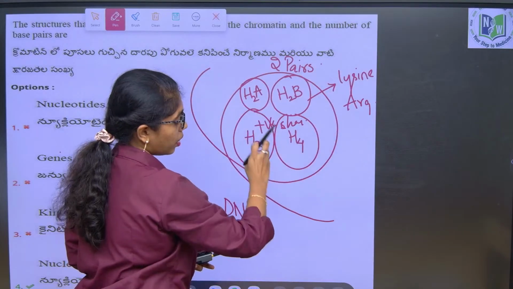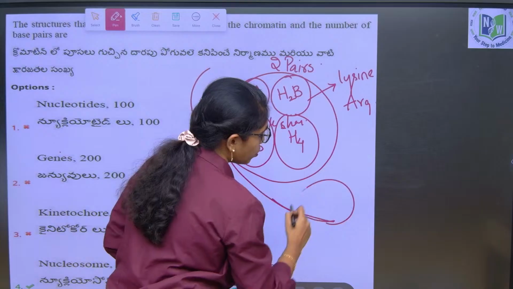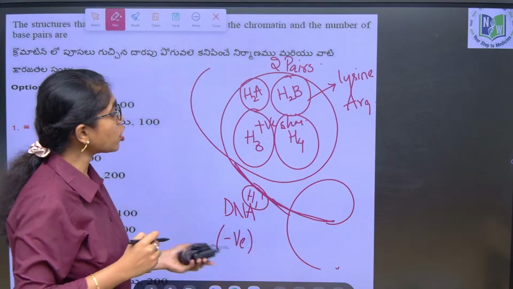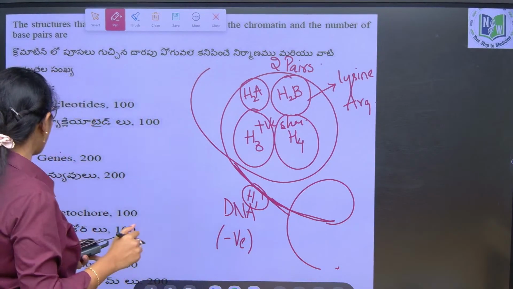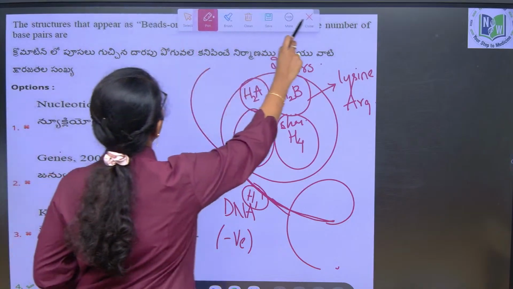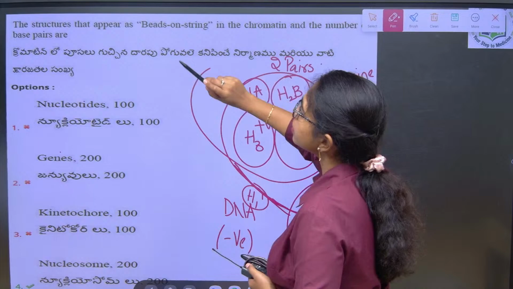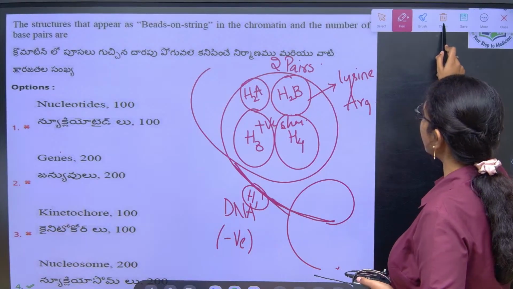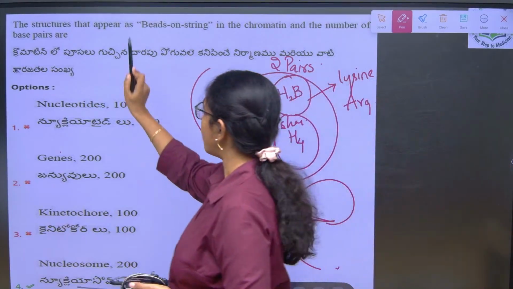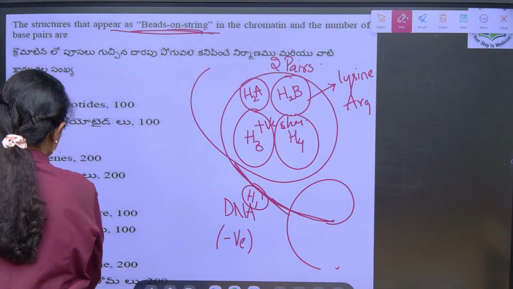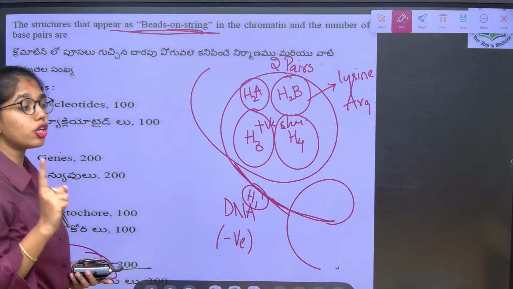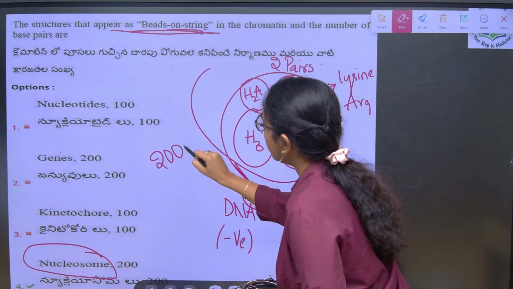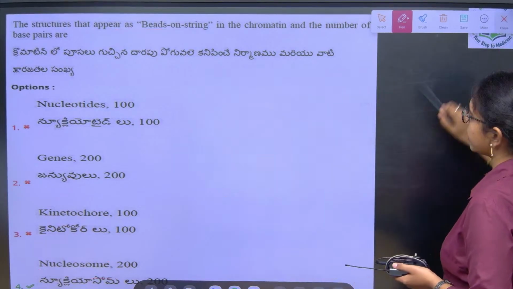Like that, one nucleosome is attached to another by a linker DNA. Here it has H1 histone proteins. All together it forms the nucleosomes. So here you can clearly see the structures that appear as beads on string in chromatin, and the number of base pairs in the nucleosome. Beads on string is because of what model? That is the nucleosome, and one nucleosome has how many base pairs? 200 base pairs. Very good.